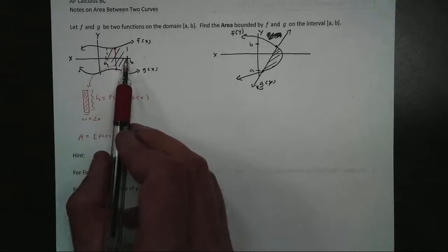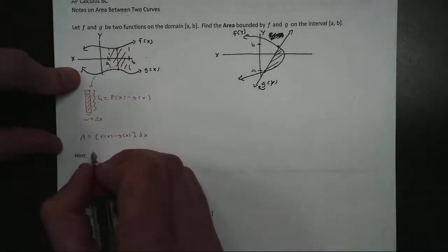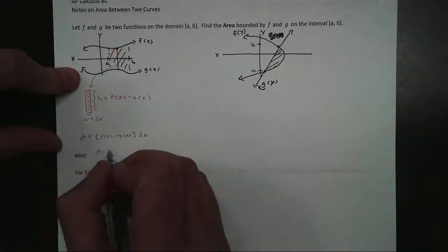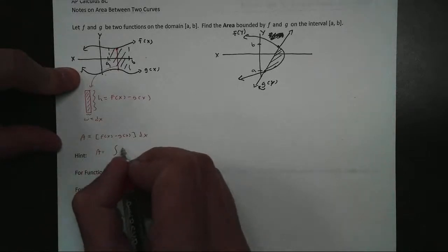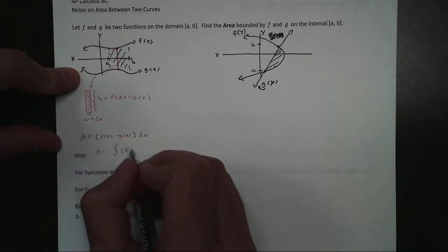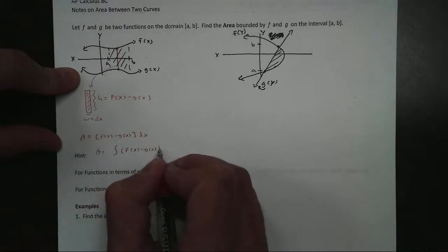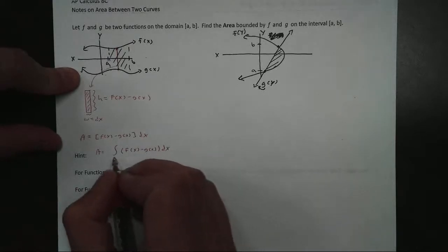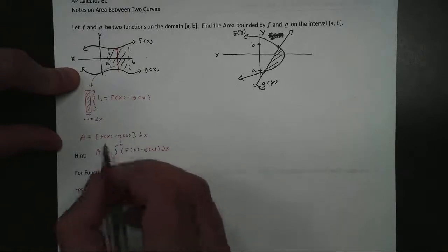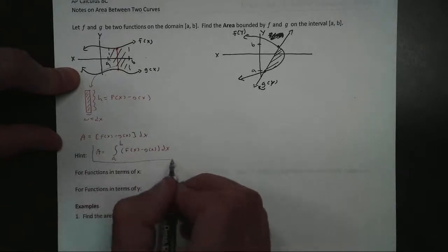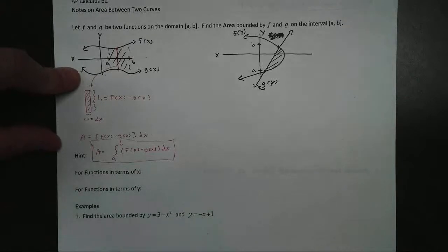Now, remember, because there's an infinite number of them, to get the exact area, we take the antiderivative of our area, f of x minus g of x dx, and we're going to integrate that from a to b. And this will give us the exact area under that curve.